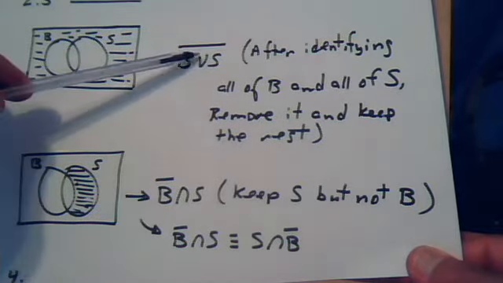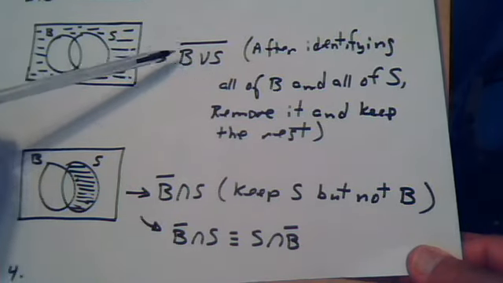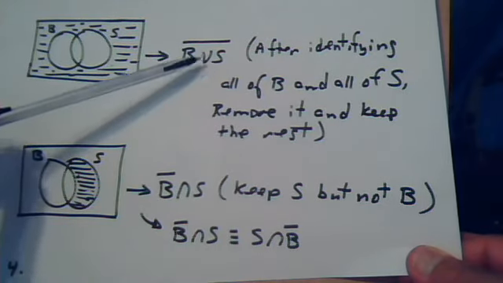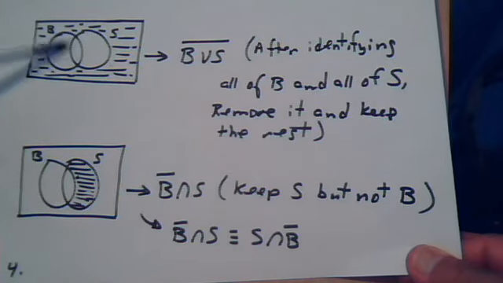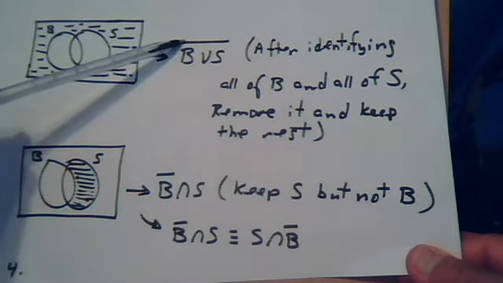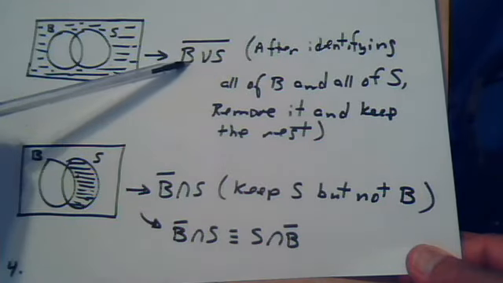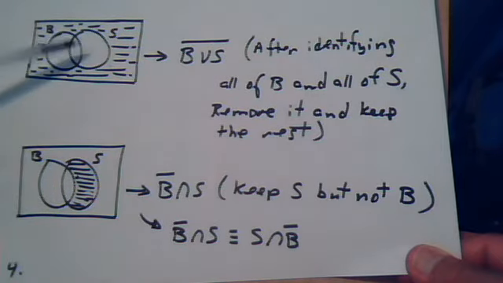This shading comes from these symbols. So what you do is you do the underneath first. So find the union between B and S, the union. That means just shading this would have been shading these two circles. But this one says not, or you could say remove. So shade the union and then remove it. So if we shade the union and then remove it, what's left is everything else. So after identifying all of B and all of S, remove it and keep the rest.